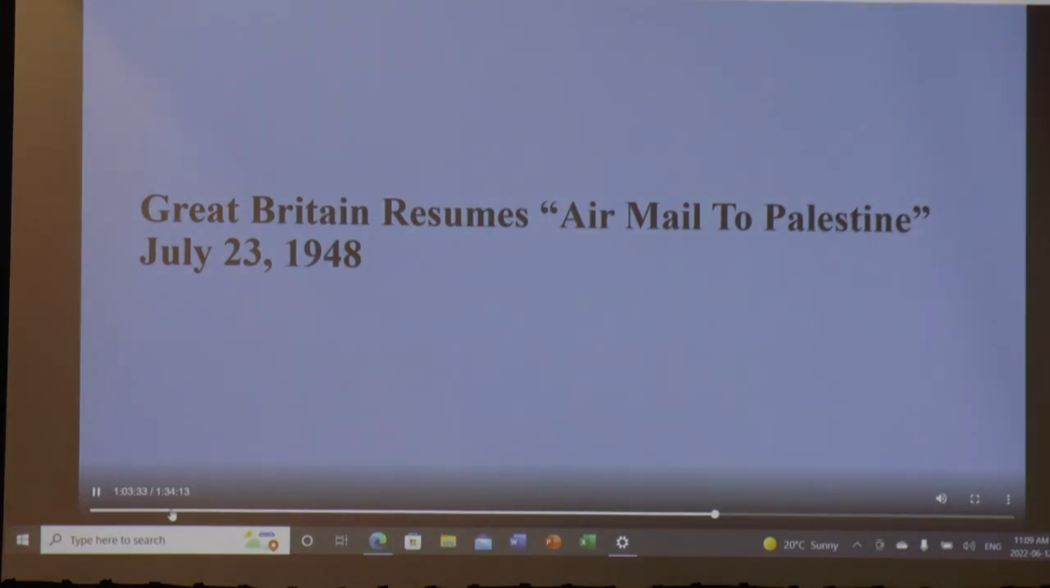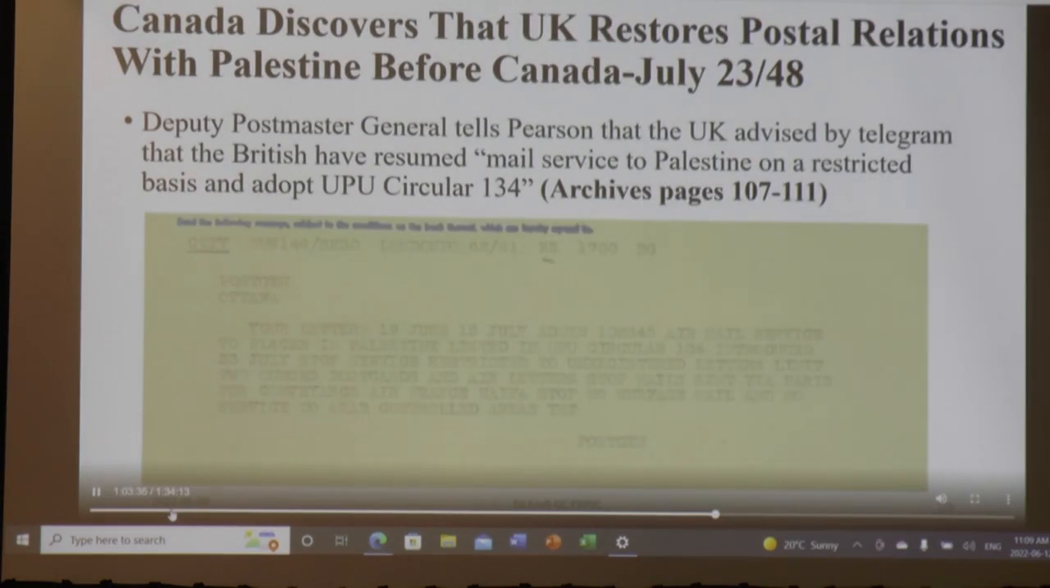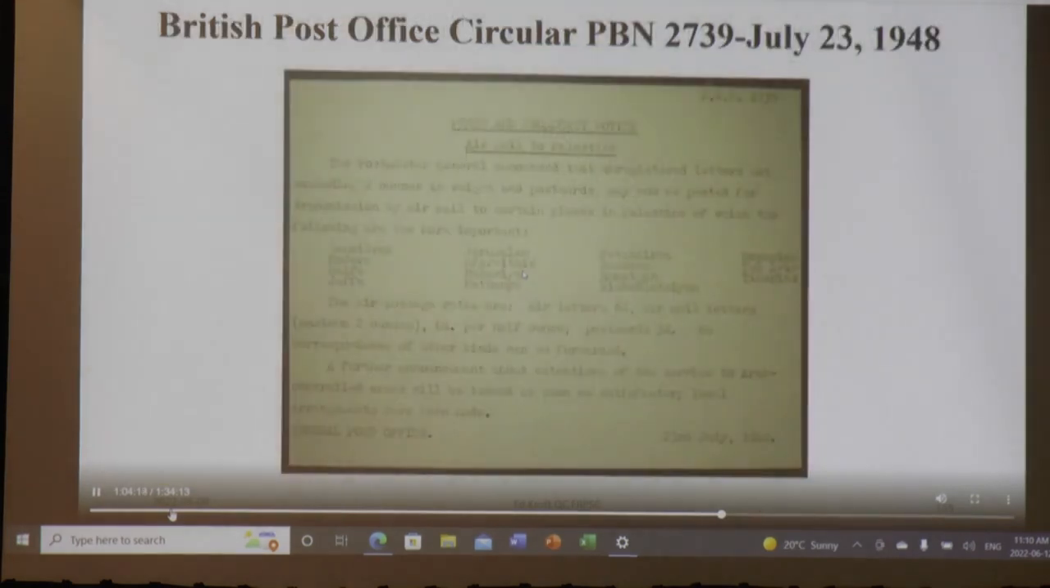And then Canada gets a big shock because the United Kingdom doesn't tell them that it restored postal relations unilaterally with Palestine. And the Postmaster General goes to Lester Pearson and says, I hate to tell you this, but the British have just told us they've resumed mail service to Palestine on a restricted basis, and they're adopting the Universal Postal Union Circular. And here's a copy of the notice that comes from the Postmaster General in the UK to the Postmaster General in Ottawa saying that they're going to enter into mail service with Palestine.